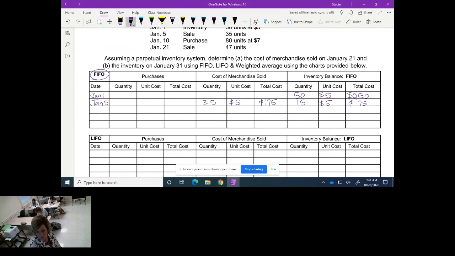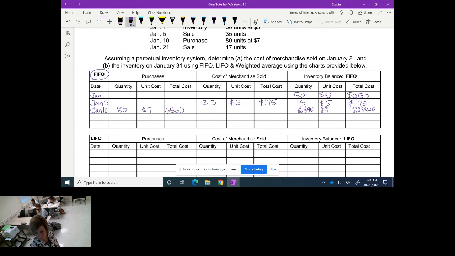Okay. So January 10th, purchasing 80 units at $7, $560. So now we have 15 units at 5, and we have 80 units at 7. So we have 95 total units, and our cost is 75 plus 560. So it is 635 total cost in our inventory right now.